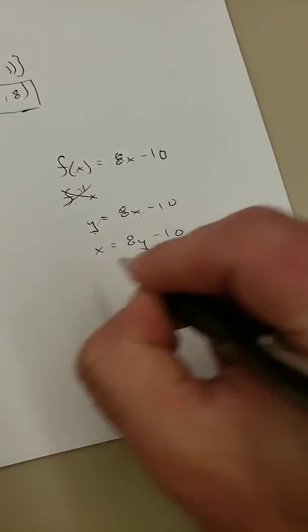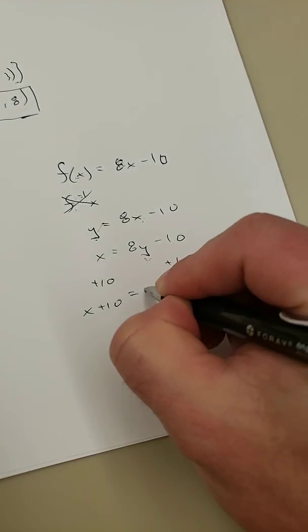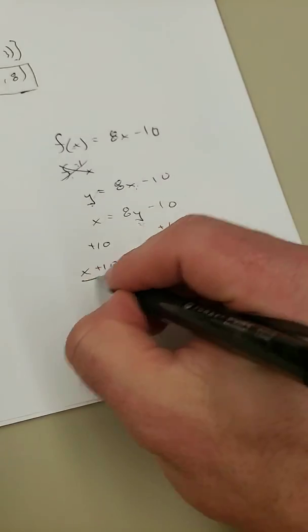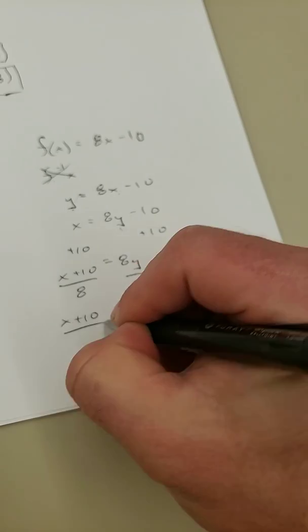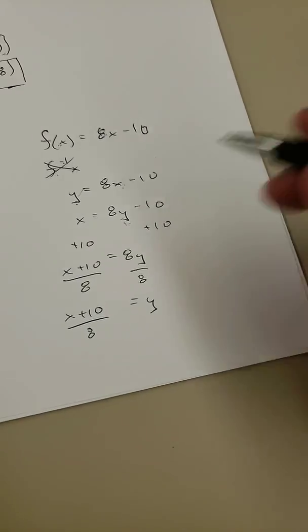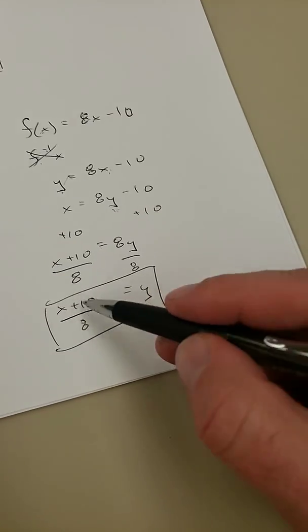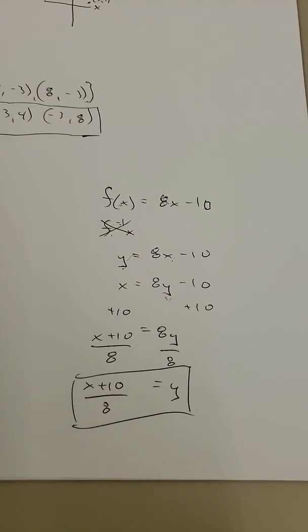So we go plus 10: x + 10 = 8y. Divide by 8: y = (x + 10)/8. There's my answer. Sometimes you might have to simplify this, but in this case, that's fine. So let's do another one here.